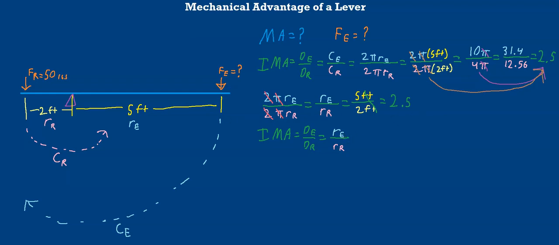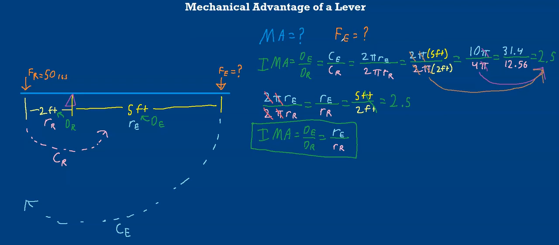And so effectively, we can make 5 feet our distance effort, and we can make 2 feet equal to our distance resistance, and it would work the exact same way. But dE over dr rolls off the tongue better than rE over rR, I would argue. But only because it's easier to remember and a little bit more appropriate. And so we'll stick to this equation knowing we can use our radial distances for our dE and our dr.